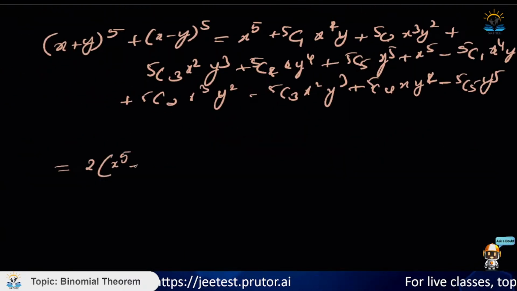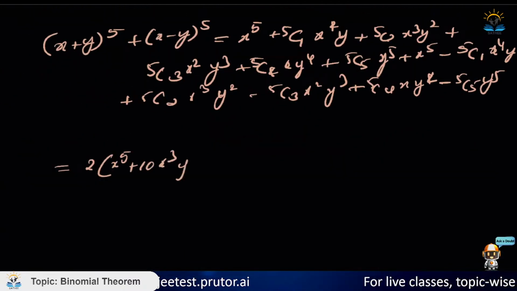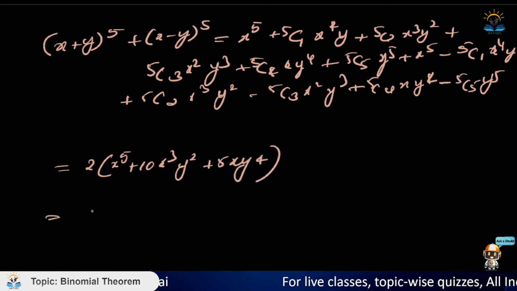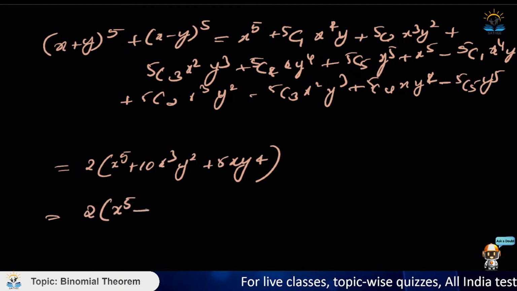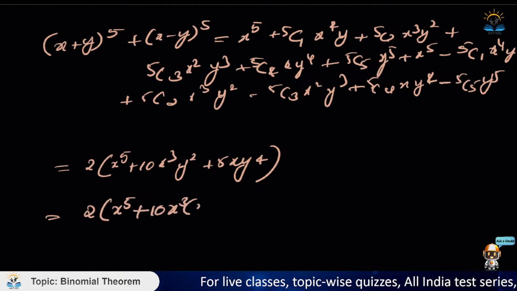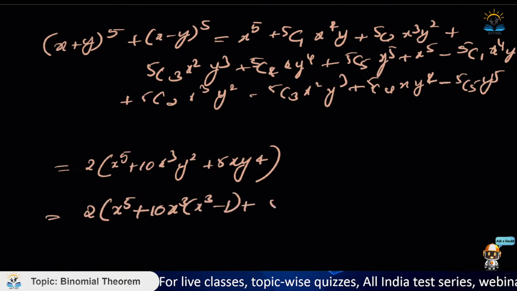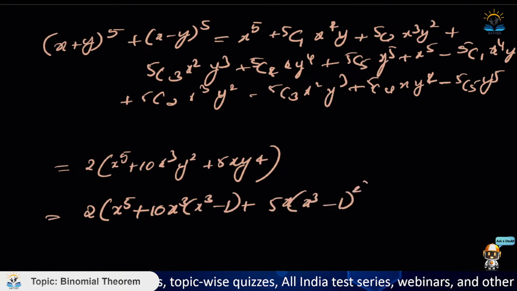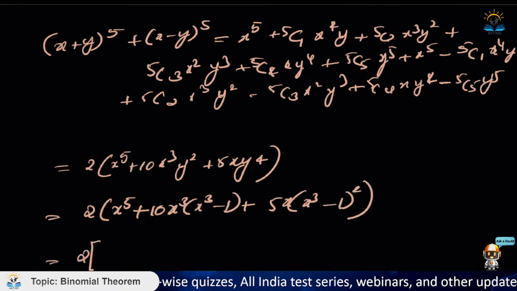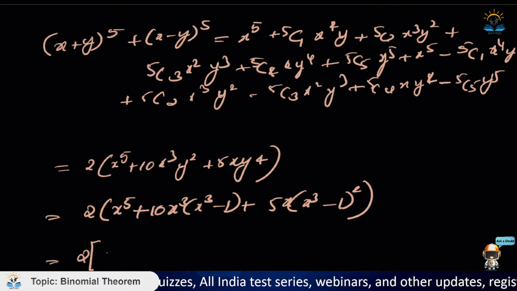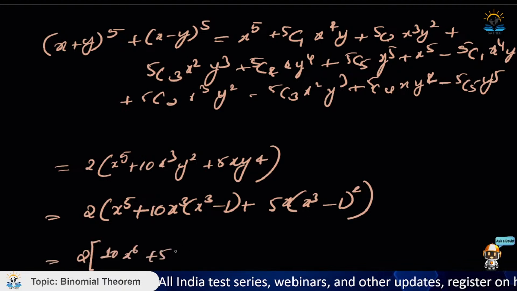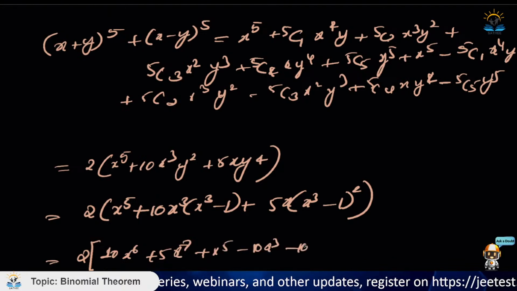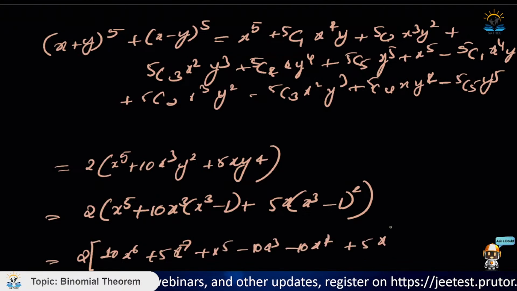2 into x to the power of 5 plus 10 x cube y square plus 5x y to the power of 4, which is nothing but 2 into x to the power of 5 plus 10 into x cube minus 1 plus 5x into (x cube minus 1) whole square. This one will be nothing but 2 into 10x, then 5 times of x^7 plus x^5 minus 10x cube minus 10x^4 plus 5x.